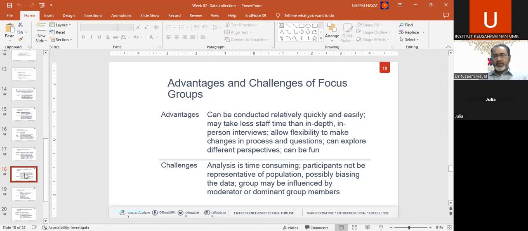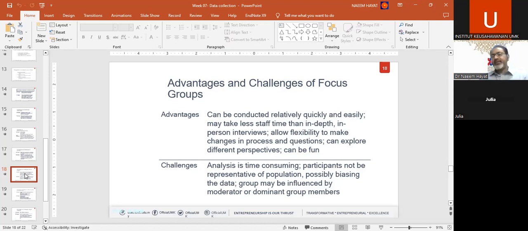It may be quick and may take less staff time than in-depth, in-person interviews. It allows flexibility to make changes in the process and questions, and can explore different perspectives, and can be fun. It means when we are having a stakeholder kind of analysis, we have to focus on different walks of life. When they come together, we have an in-depth and quite interactive session covering multiple aspects of the issue. That's what we are looking for as an advantage of the focus group. But the issue or challenge related to the focus group is that it is time consuming.